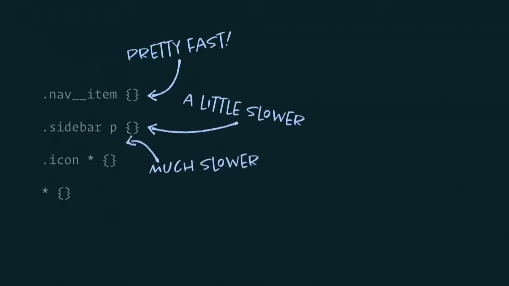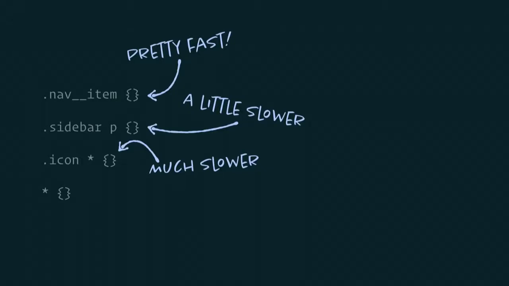Something like icon star will be much slower because the star selector finds every single DOM node in the page. It finds your link rel equals stylesheets. It finds your head tag, right? It finds your title tag. It finds every single DOM node in the page, and it asks every single one of them, do you live anywhere inside an icon? Not just directly inside an icon, but anywhere inside. Therefore, this is, and I cannot stress this enough, by comparison, a very slow selector.